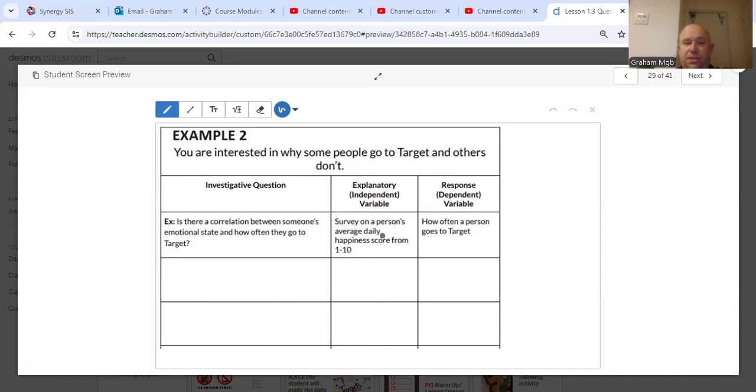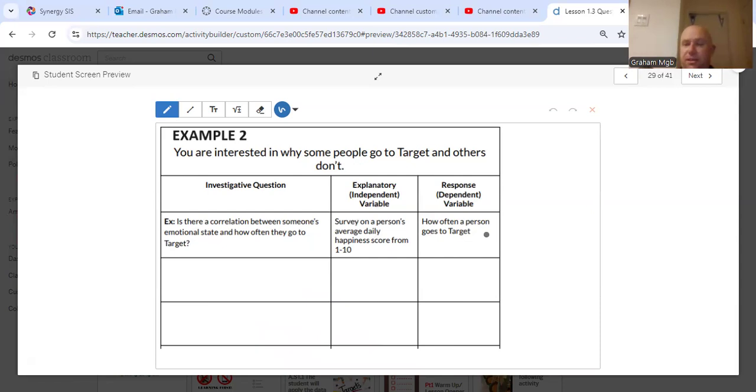Thinking about how you can ask the question. So you ask them, what's their average daily happiness score, 1 to 10? I think you'd have to be clear, 10's the happiest, 1 is the saddest, etc. And then the dependent variable, how often do you go to Target? So people's emotions change, that's the independent. How often they go to Target will depend on what their emotions are.